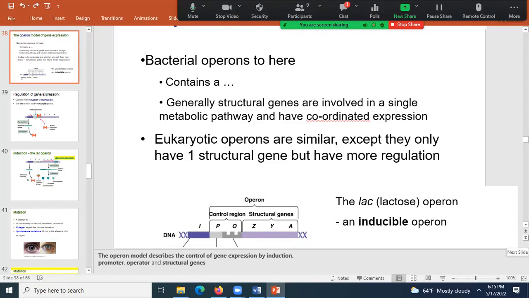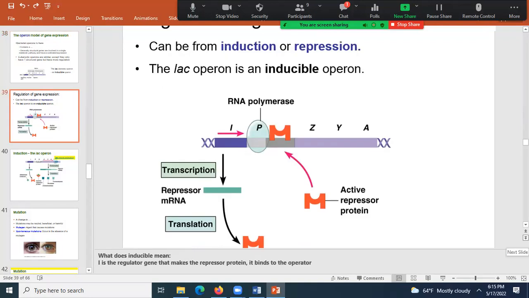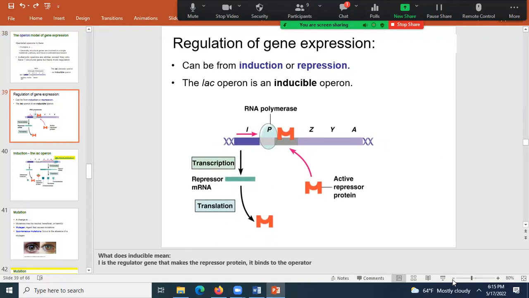Any questions about the operon? All right. Let me shrink that down a little bit.